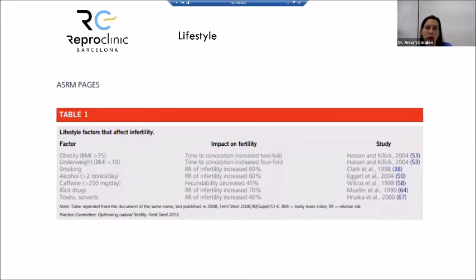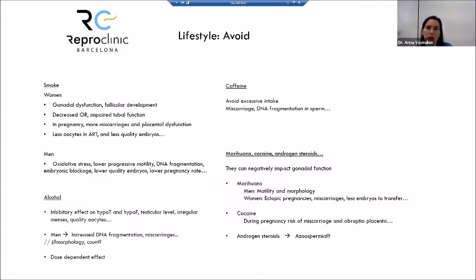Regarding lifestyle, there are many things that have been published. Here you can see in these images that obesity, underweight, smoking, alcohol, caffeine, other drugs, and toxins and solvents of chemical products, all of these could have an impact on infertility. And let me explain a little bit more about all these things.